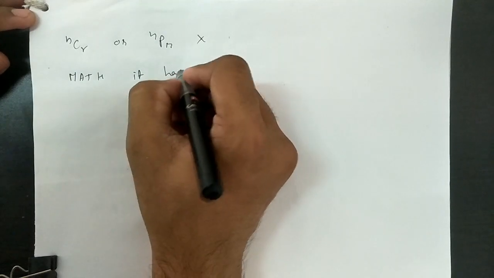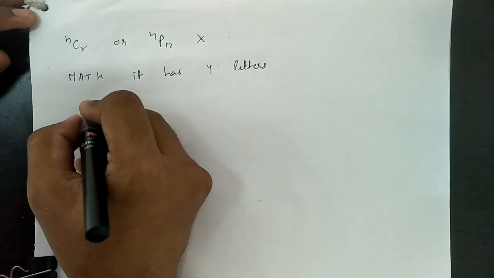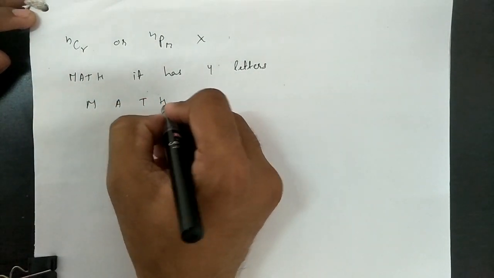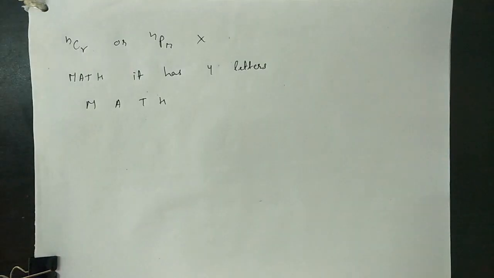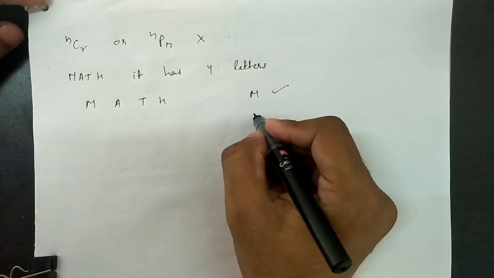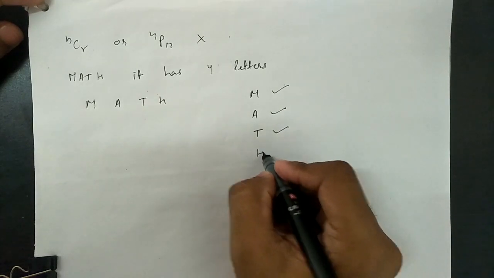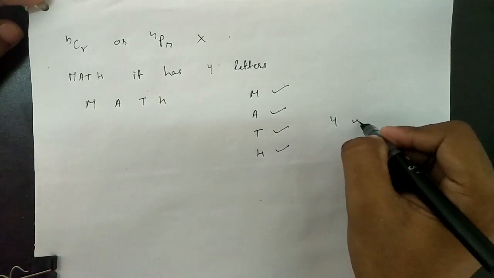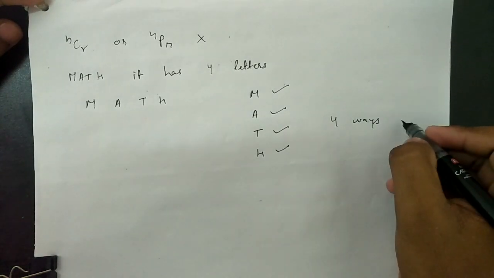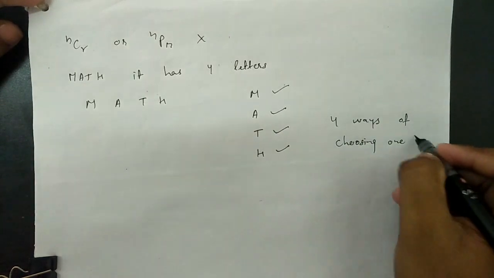It has 4 letters: M, A, T, H. If I ask you how we can choose one letter from these letters, the answer will be we can choose M, we can choose A, we can choose T, we can choose H. There are 4 ways of choosing one letter.